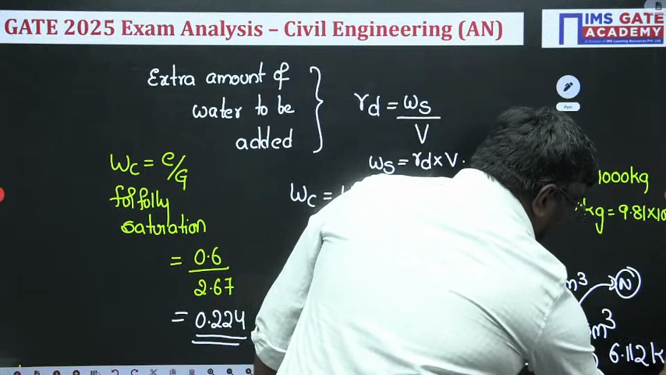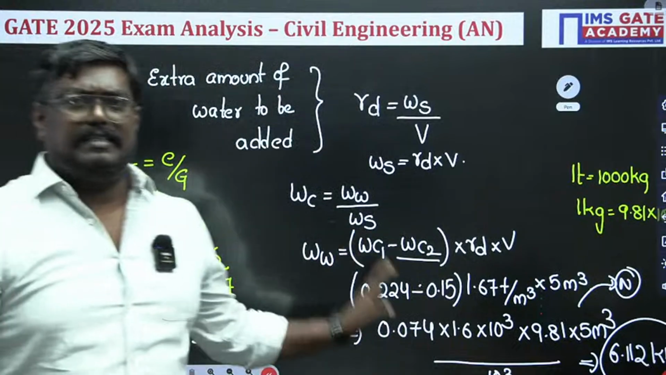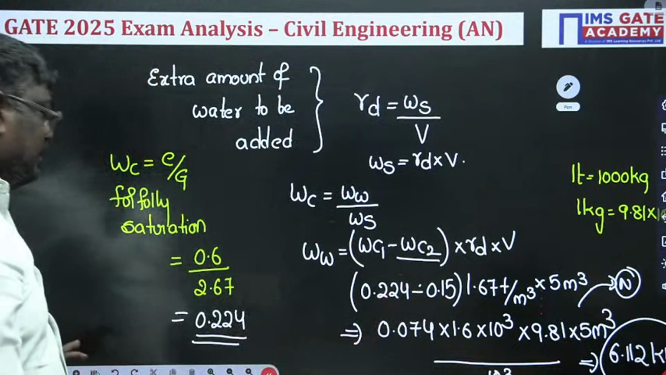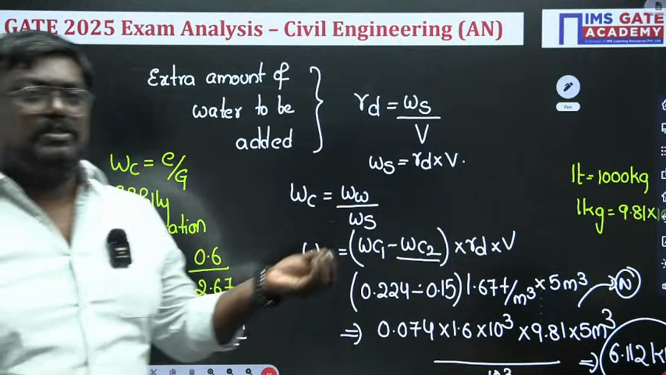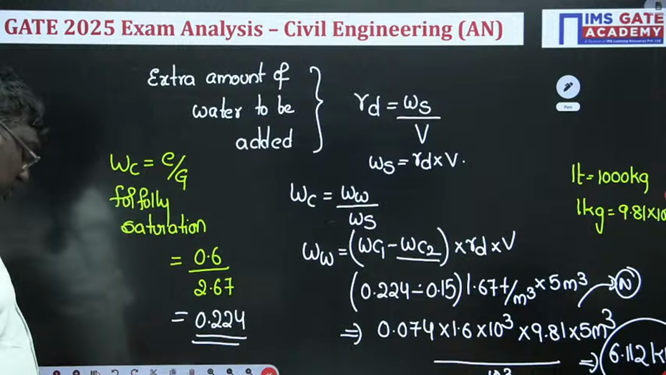You will get a value of 6.112 kilonewton. This is the basic thing and I hope you are clear with this. The range can be from 6.05 to 6.2 or something like that they can give.